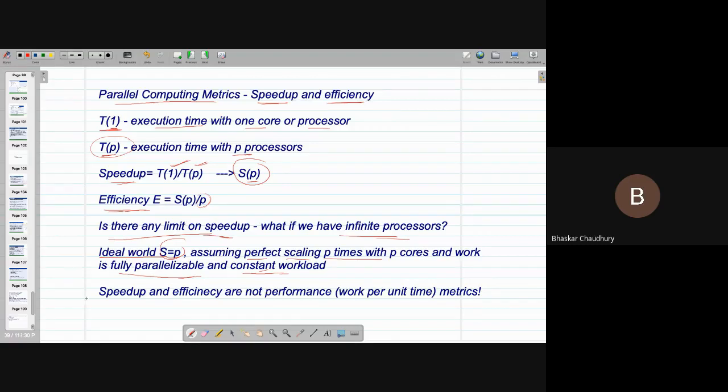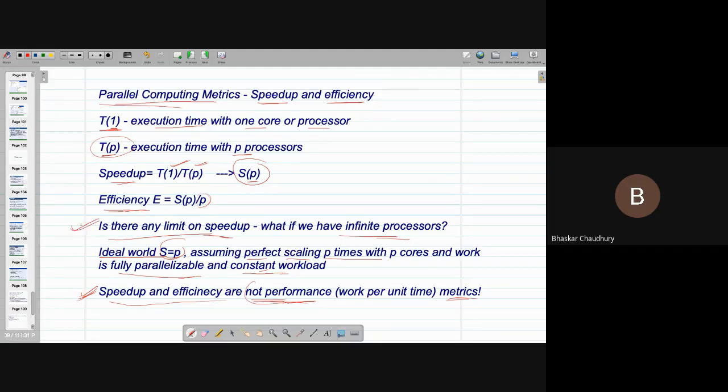So to summarize, once again, I would like to emphasize that speed up and efficiency are not performance metrics. These are parallel computing metrics. Performance metrics we have already discussed, like compute performance in gigaflops per second and memory access performance. Those are performance metrics. So do not confuse these two things. Now let's try to answer this question.